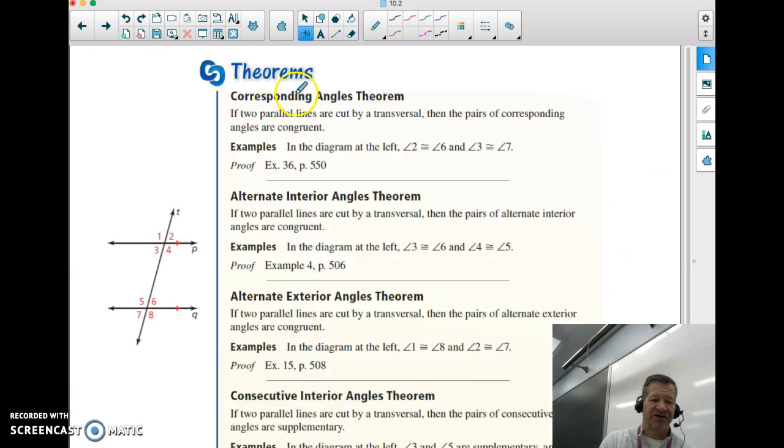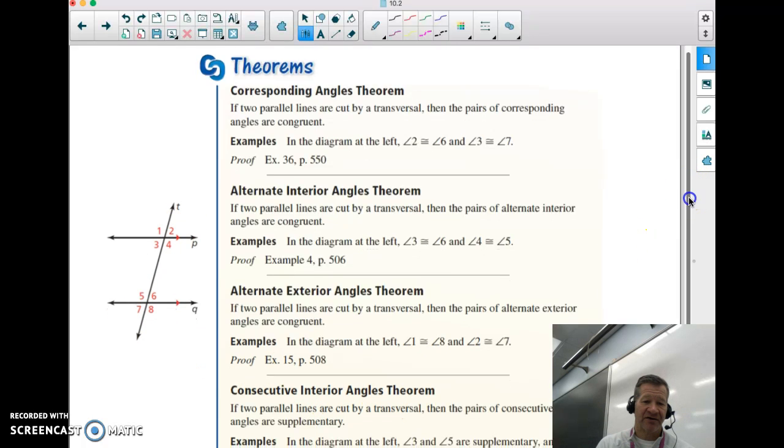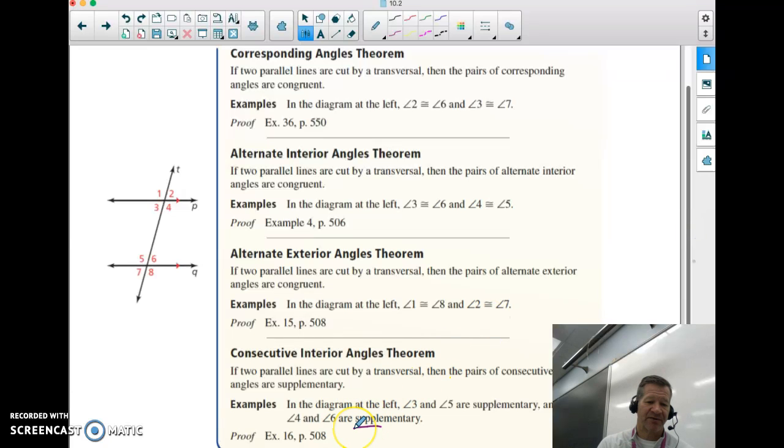So let's go to the next page now. These are the actual theorems, and this is what we said on the previous page. In this diagram, 2 is congruent to 6 because they're corresponding. 3 is the same as 7, and so on. Alternate interior, 3 is the same as 6, so the alternate interiors are the same. 4 is the same as 5. Alternate exterior, 1 and 8 are the same. 2 and 7. Consecutive interior angles are the only ones that are not congruent. They're supplementary. So 3 and 5 are supplementary, and so are 4 and 6.